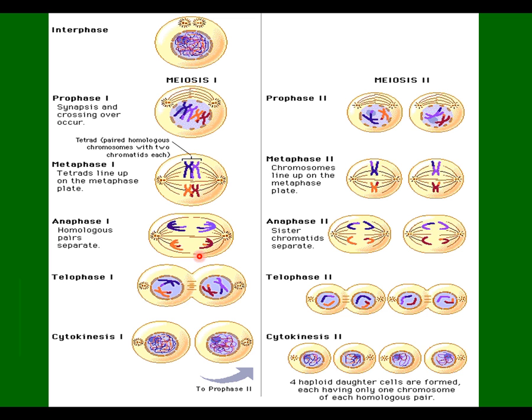So we end up with 2 cells here with half the number of chromosomes. As we move into meiosis 2, we take these chromosomes and we're going to separate them out into 4 cells that have half the number of chromatids inside of them. So here we have 46 chromosomes. Here we have 23 chromosomes. Here we start out with 23 chromosomes. Here we end up with 23 chromatids. So that's a pretty good summation of what we're kind of talking about here.